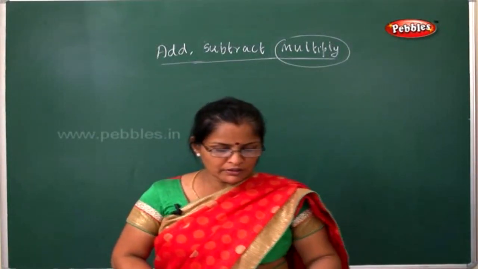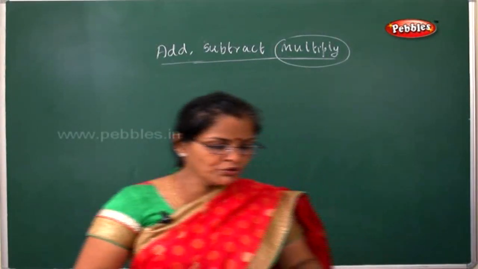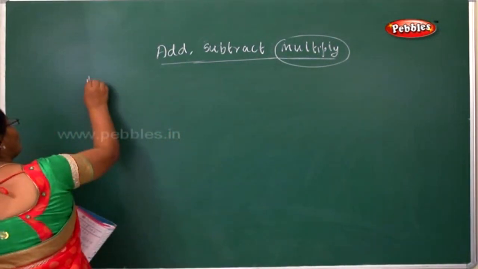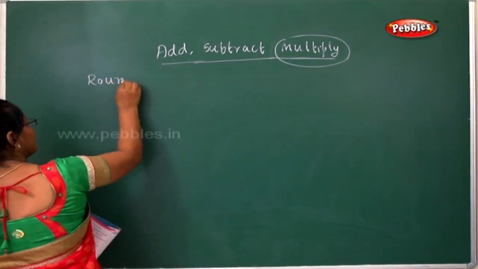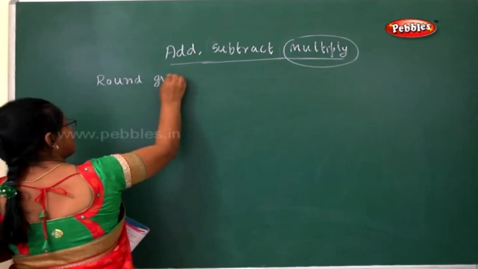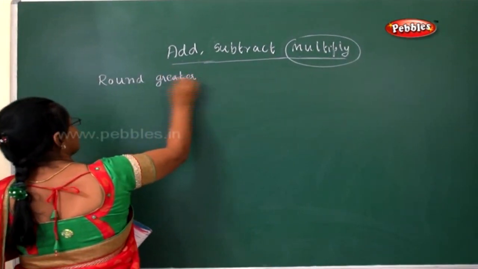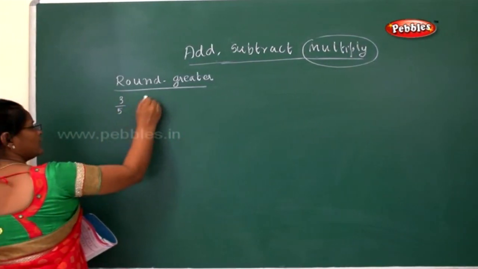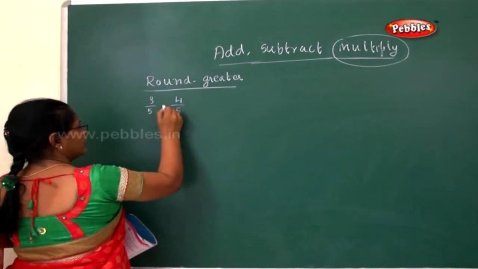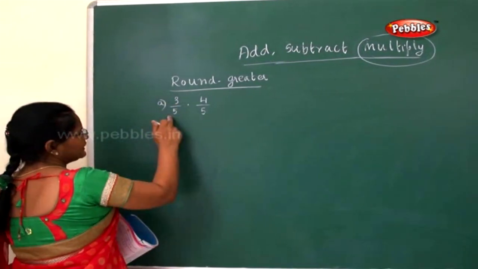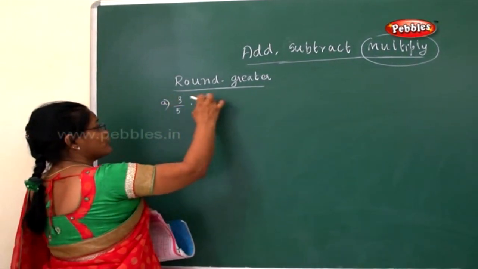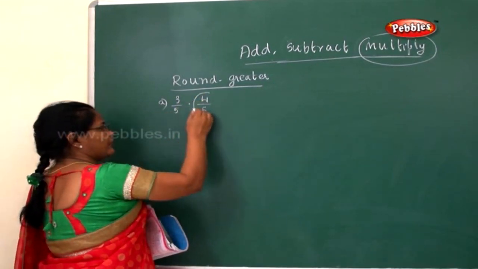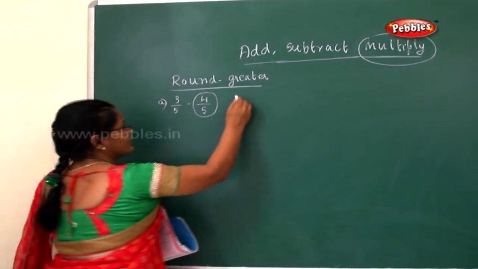Next one, it is a practice time. Circle the greater fraction from the given pair. What you have to do? You have to circle the greater fraction. Now it is 3 by 5 and 4 by 5. Now for this what will you do? See the denominator is the same here, but our numerator is different. So which one is bigger here? 4 by 5. So 4 by 5 is the greater here.